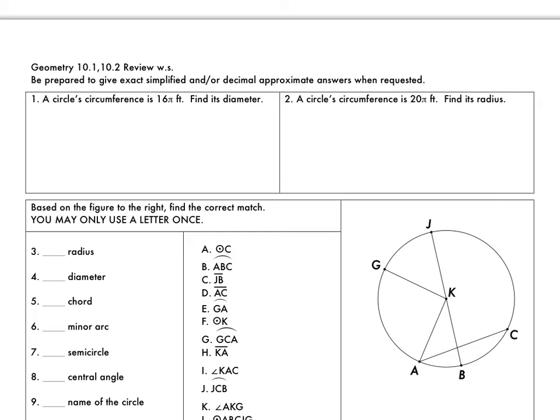Okay, so number one, a circle's circumference is 16 pi feet. Find its diameter. So we know that the circumference is equal to, and you can use any of the formulas, but the easiest one to do here is pi d or d pi. So 16 pi is equal to the diameter times pi. Obviously we divide each side by pi, or just see that the diameter is 16 feet. Label: 16 feet. And that's it for number one.